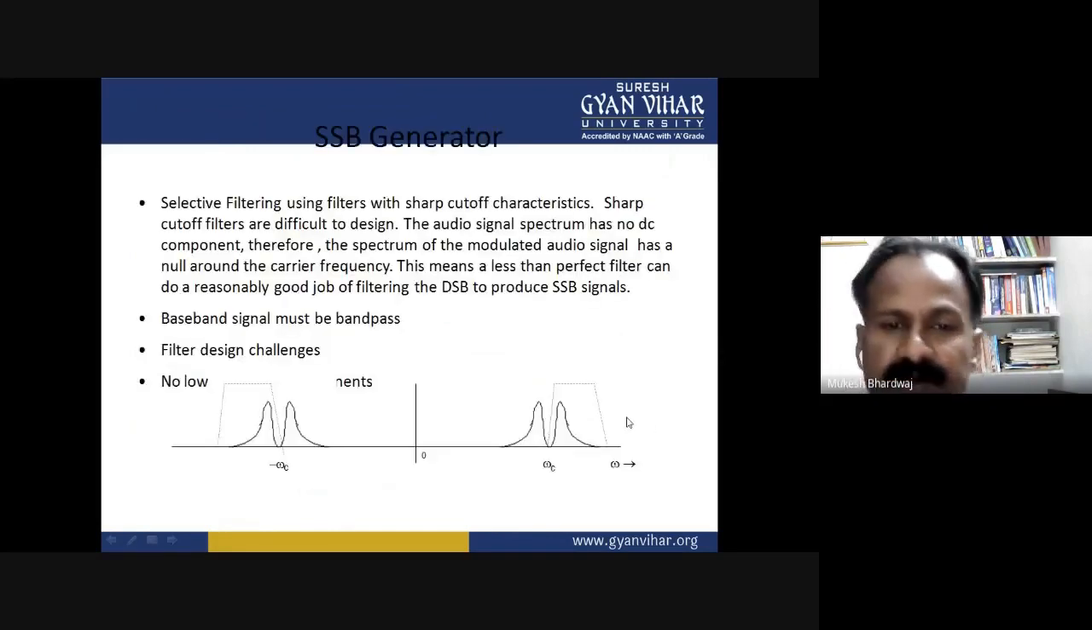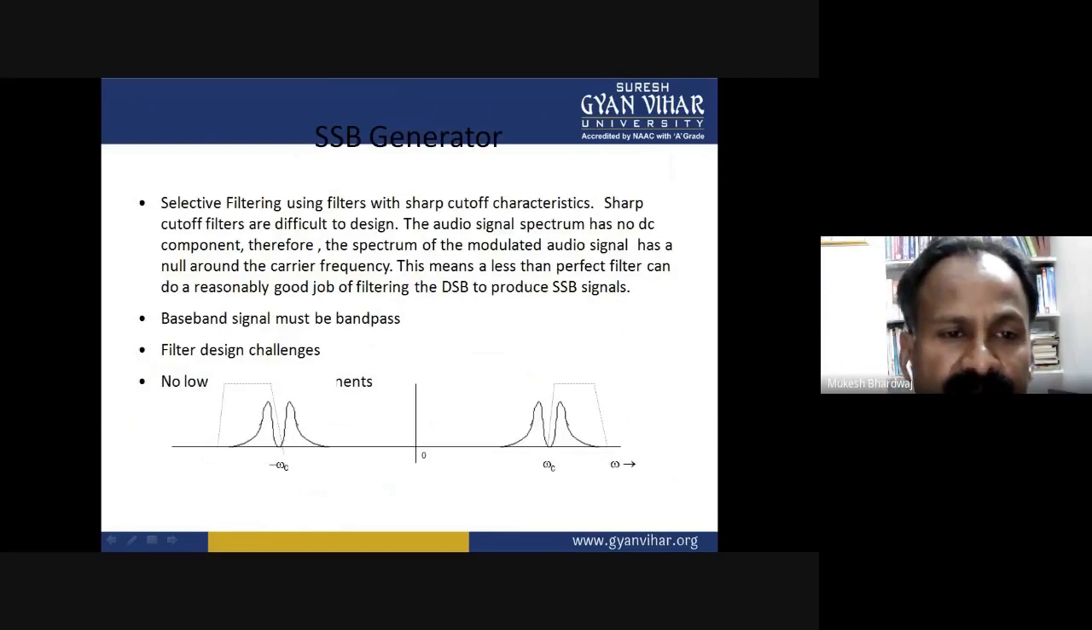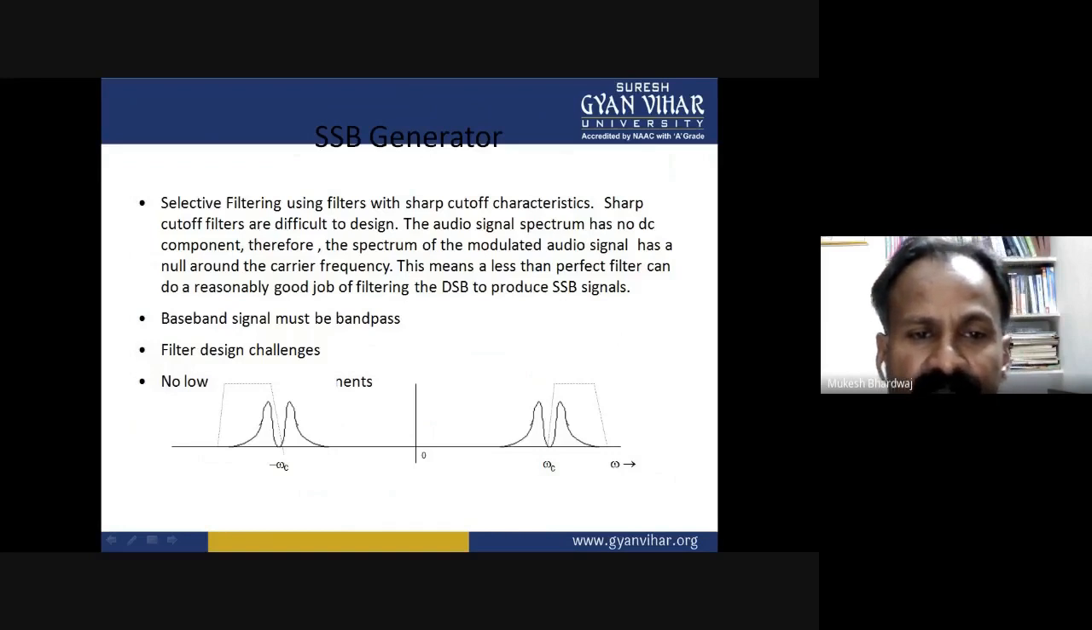Now the SSB generator. Single sideband generator: selective filtering using a filter with sharp cutoff characteristics. Sharp cutoff filters are difficult to design.